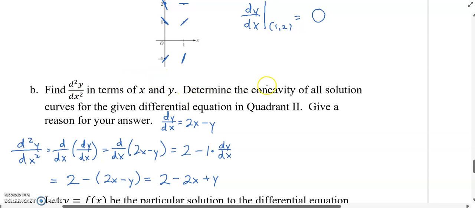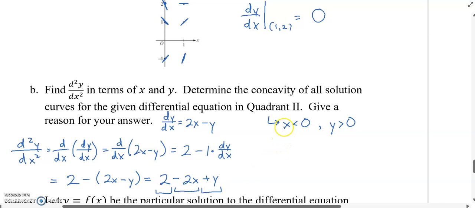It asks us to determine the concavity of all solution curves for the given differential equation in quadrant 2, and give a reason. Quadrant 2, we know that quadrant 2 means that x is negative and y is positive. That's true of every single point in quadrant 2. Notice that we have a positive value minus 2x. Well, if x is negative, then subtracting 2x is going to be subtracting a negative value. There's a double negative. It's going to be adding something as well. And then plus y. Well, if y is positive, then we're adding here as well. So each of these three terms will be positive.